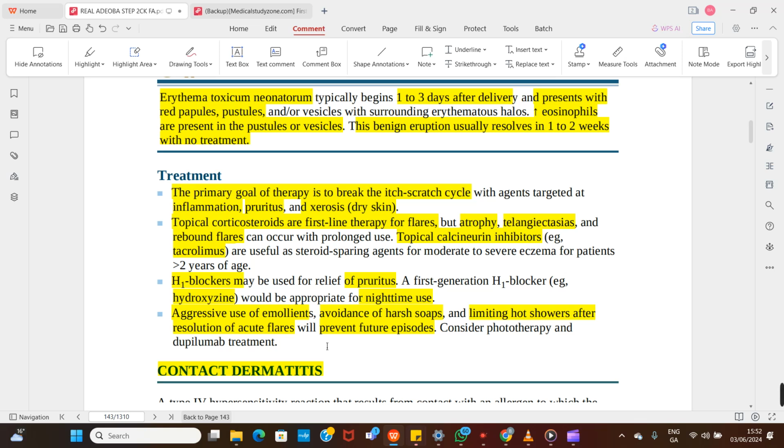So you want to limit hot showers. You want to avoid irritants like using hard soaps, and prevent exposure to the allergens, right? So those are the major things.